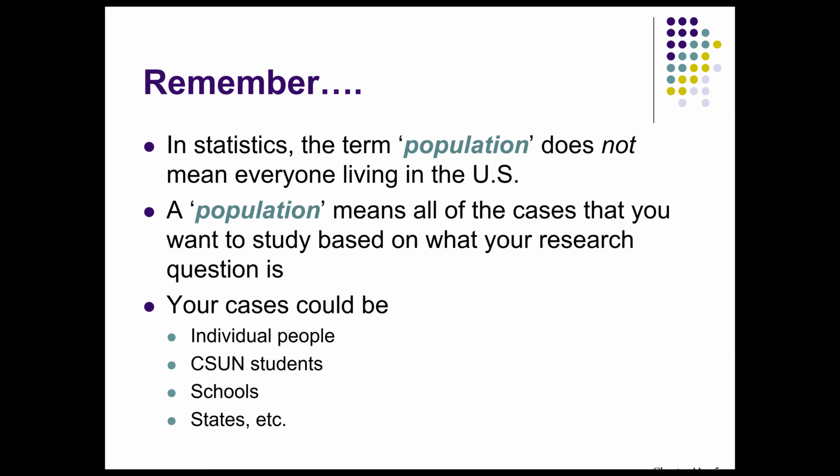So the population is the universe of cases that you're interested in studying based on whatever your research question is. And so your cases could be CSUN students, they could be schools, neighborhoods, states. If it was CSUN students that you were interested in studying, then that's your population, all of the students at CSUN. And a sample would be taking a subset of, I don't know, a couple hundred or a couple thousand CSUN students.